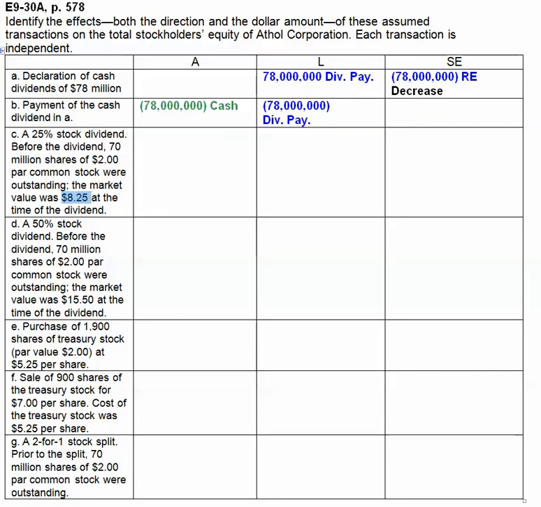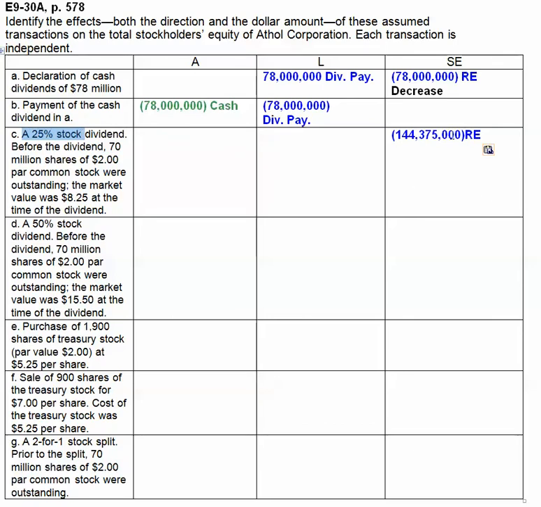So how do we record that? Well, we're going to move out of retained earnings the dividend of 144,375, and what that equals is your 8.25 times 70 million shares times 25%. Okay, so that's how I get that. Again, it's the 8.25 times the 70 million shares times 25%.